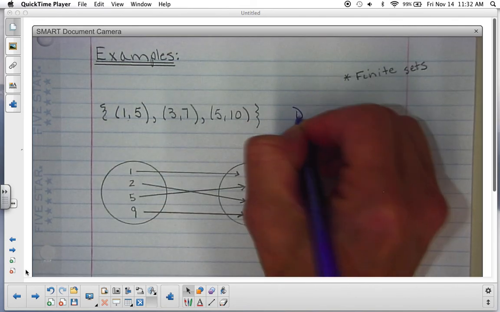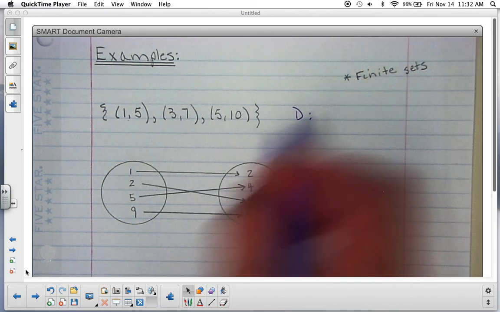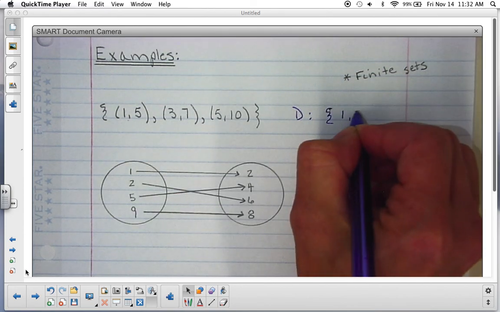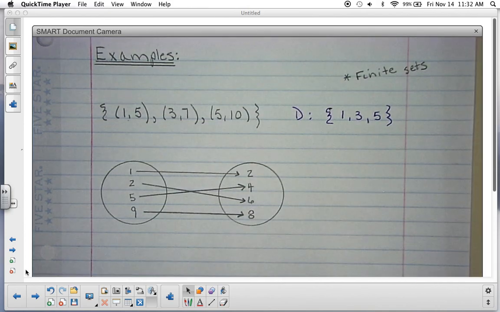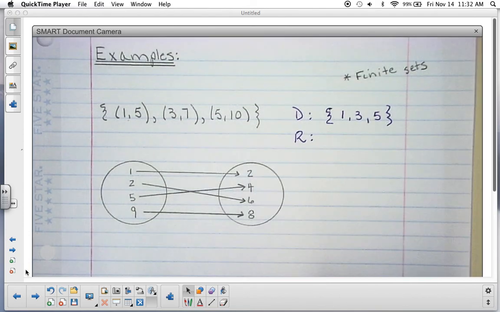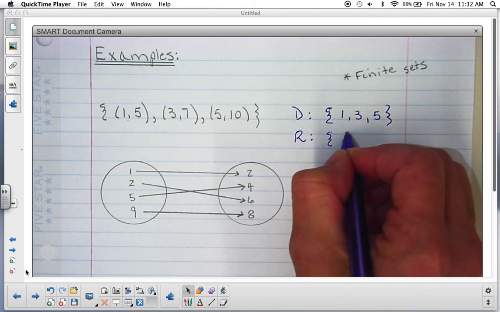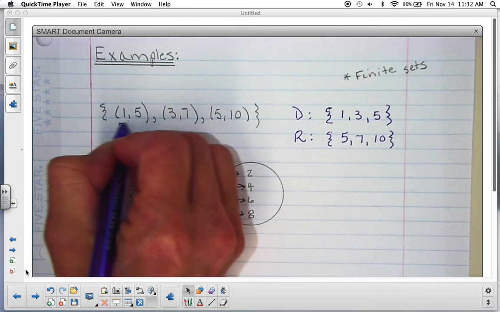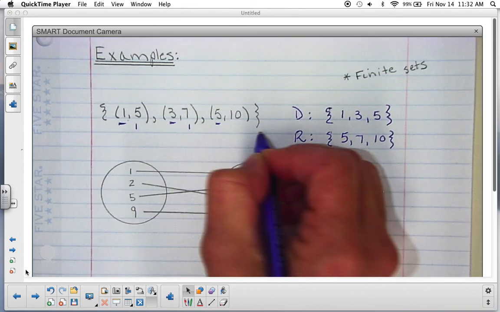What about domain? Domain, we said, just represent the x values. So our x values are 1, 3, and 5. It's just grabbing the x's. They get written in the set notation with those little curly braces because they're all just x values. That's our domain. Our range are the y values. So our y's are 5, 7, 10. So again, I just grabbed these for my x's, and then I grabbed these for my y's, and that's it.